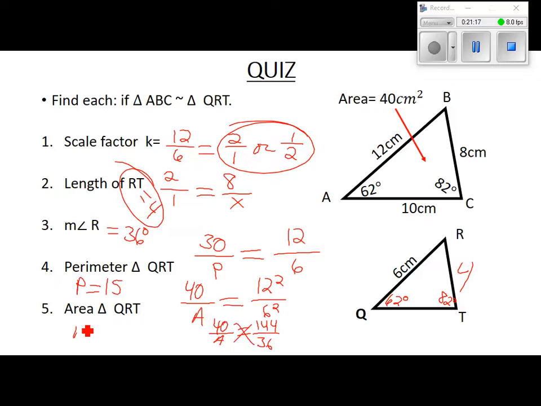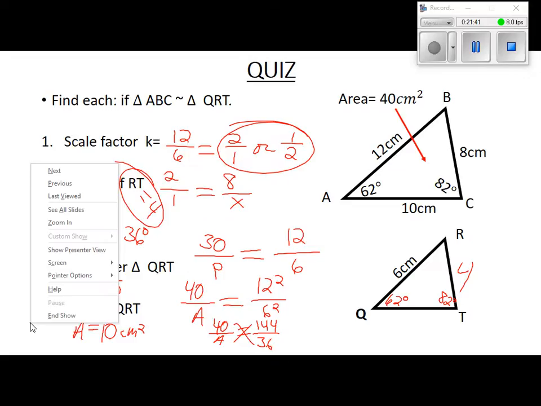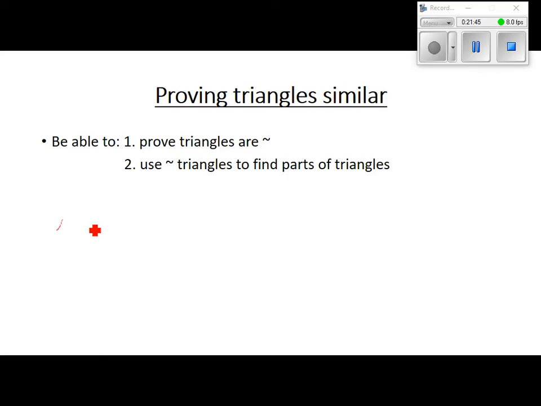What did you get when you cross multiply? A equals 10. 10 what? Centimeters squared. Does it make sense for the area of this one to be 10 if that area of that one's 40? Forgot to put the units squared, or you forgot to square it?